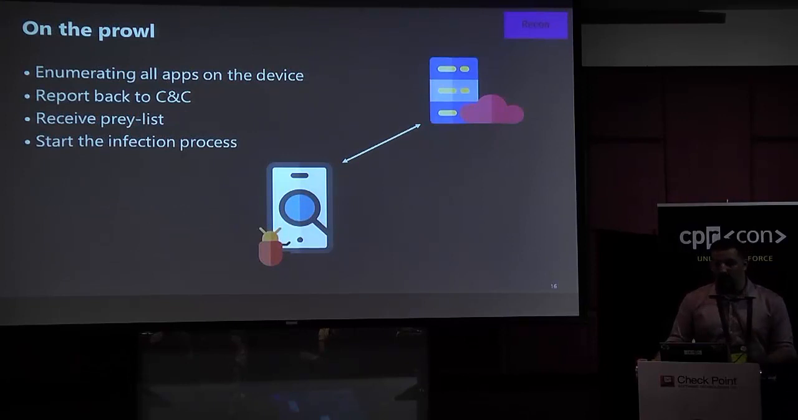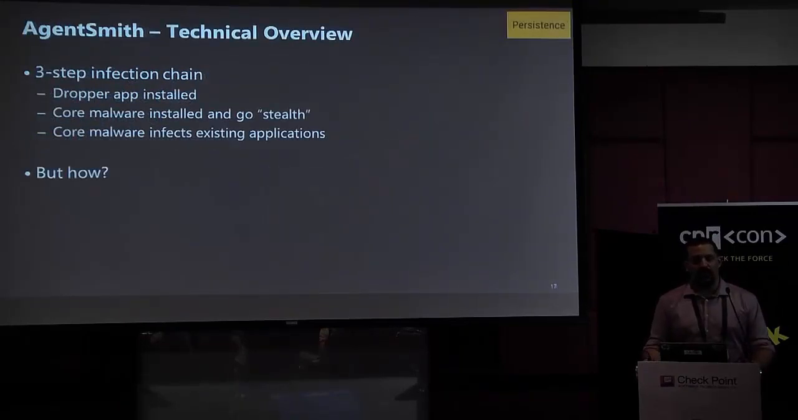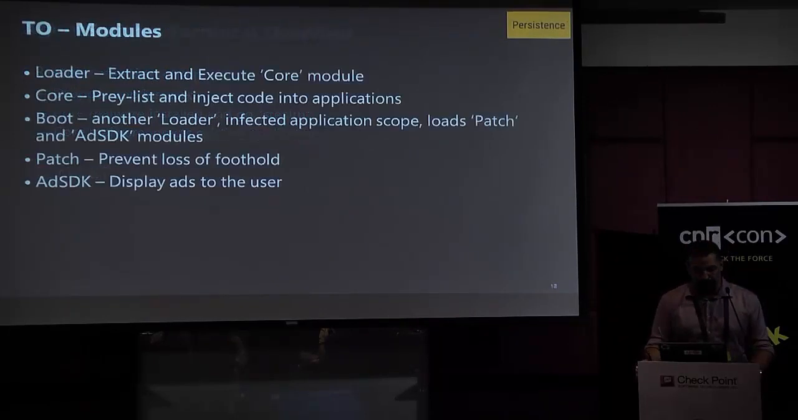Now comes the reconnaissance stage, which is relatively simple. Just enumerate all the applications on the device, report them back to the CNC server, receive the playlist, cross-reference them, and on every successful confirmation, just start the infection process. But how is it actually done? Let's take a look under the hood of AgentSmith.